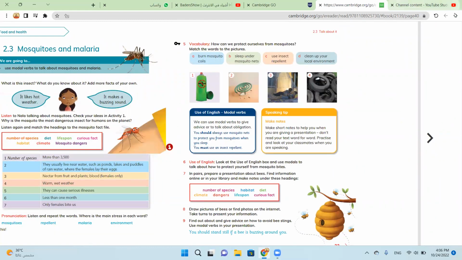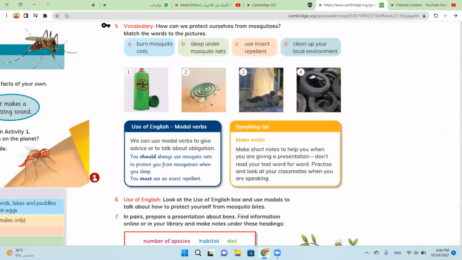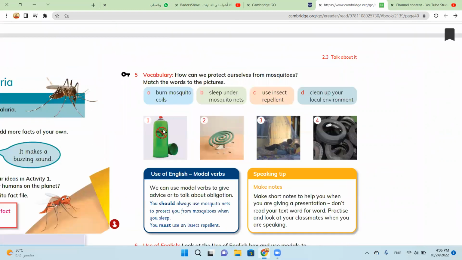So these are 4 words that you can practice pronunciation. Activity 5 is a simple one. We just need to match the pictures with the correct sentence or word. So A, burn mosquito coils. B, sleep under mosquito nets, use insect repellent, clean your local environment.